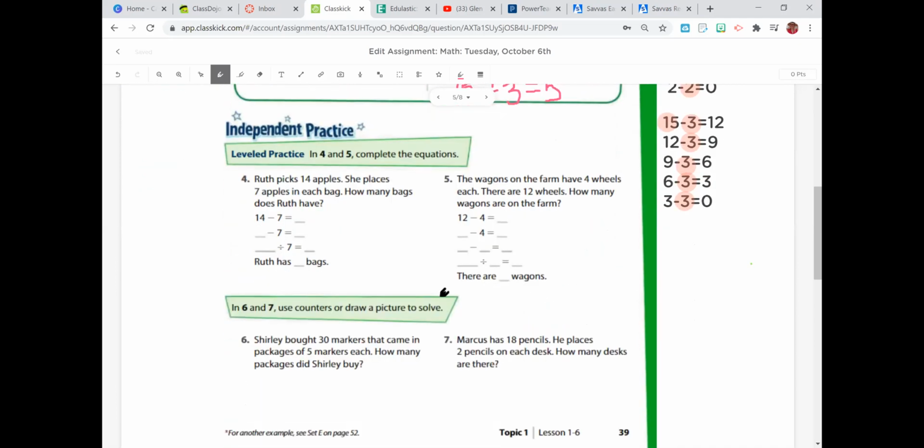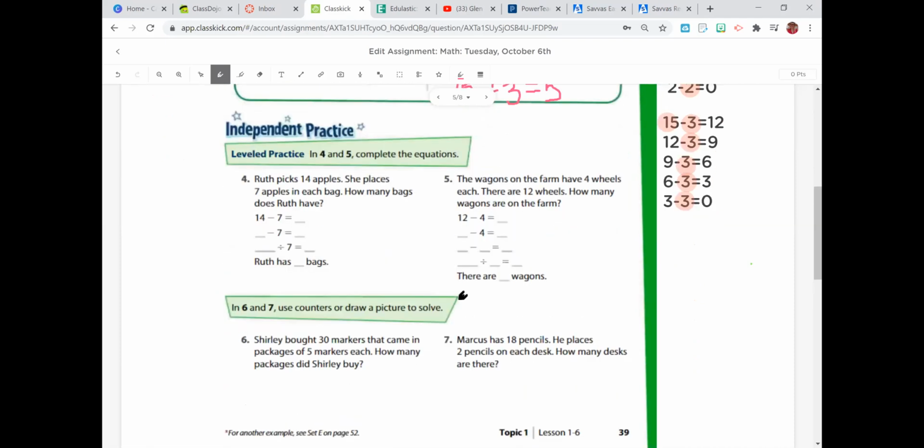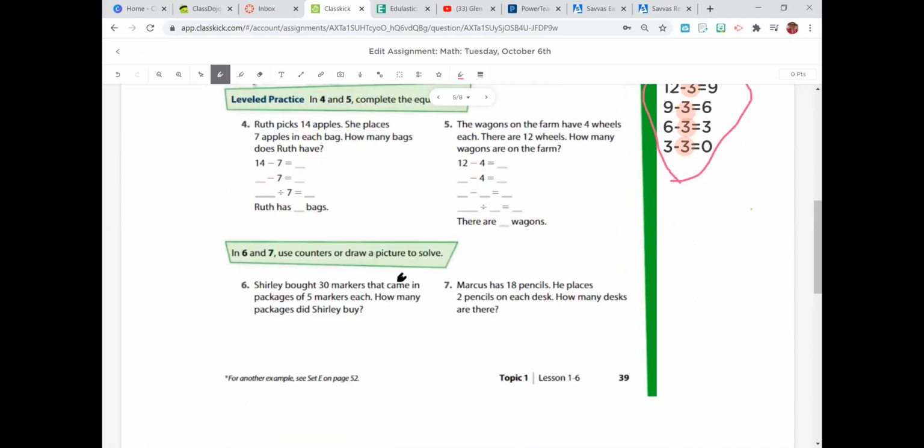In the problems below, they help structure your subtraction problems. In number 6 and number 7, you're going to have to write it out on the side like I did over here. Please start with your division problem. That will help you keep going.